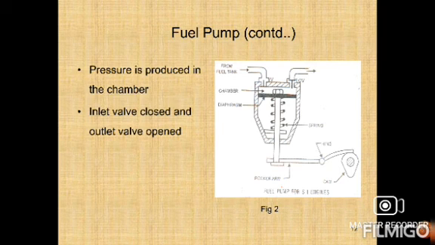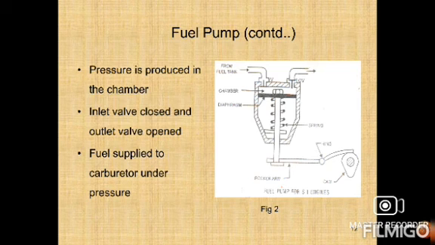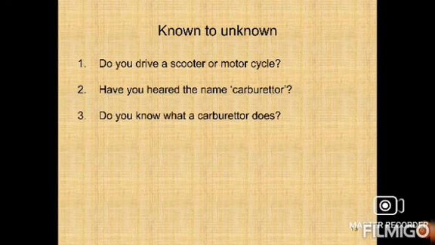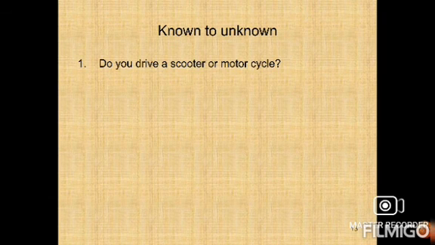Next, again continuation. Pressure is produced in the chamber. The inlet valve is closed, the outlet valve is opened, and fuel is supplied to the carburetor under pressure, right? These are the main needs of the fuel system in petrol engines, SI engines.